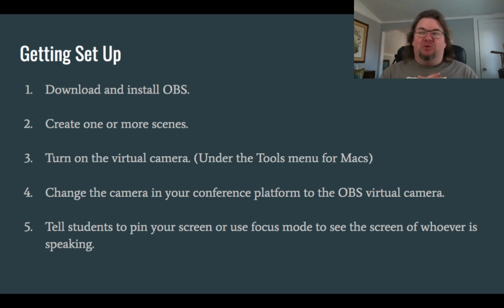You've got to turn on the virtual camera. Again, for the PCs, there's a button right there that says Start Virtual Camera. And then under the Tools menu for Macs, you go up to the top and there's a Start Virtual Camera in there. Once you've done that, you've replaced in some ways your webcam with the virtual camera, but you need to tell your conferencing platform to use that virtual camera. And so if you go into settings in Zoom or Teams or Google Meet, you're able to change your video source, and you want to change it to the OBS virtual camera.